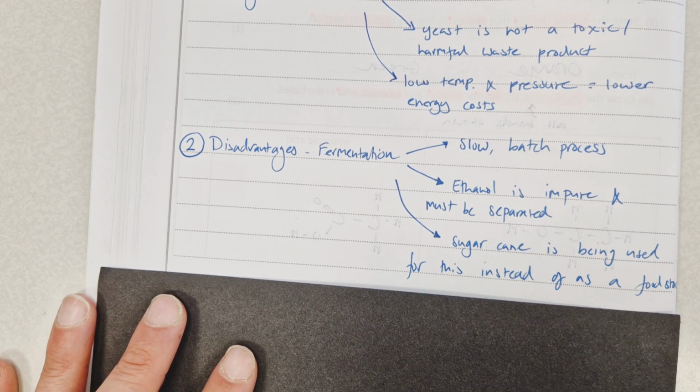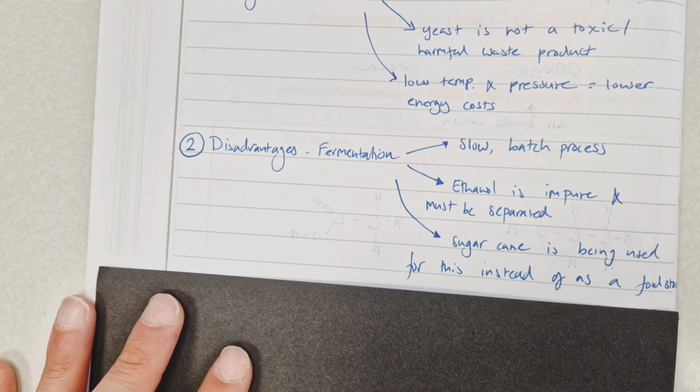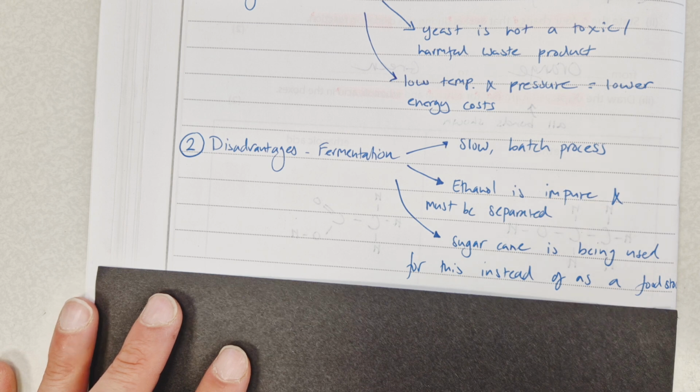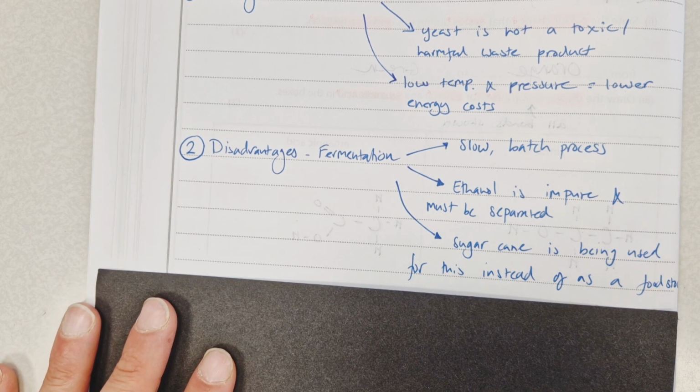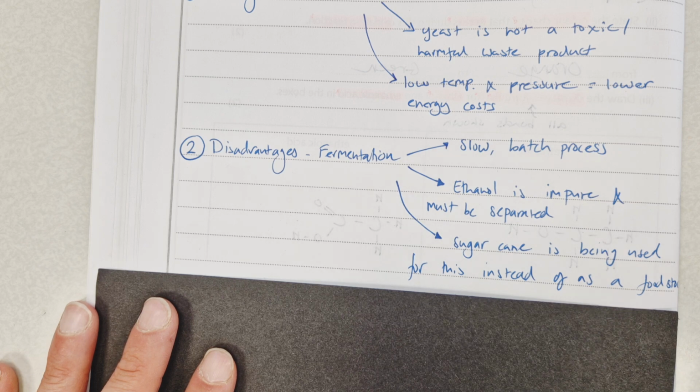And finally, sugarcane could otherwise be used as a food product or a food stock, and that's a consideration, particularly if you're talking about an LEDC country, a low economic developed country, where maybe food is a priority. It might not be prudent, shall we say, to use that sugarcane for the production of ethanol rather than as a foodstuff.